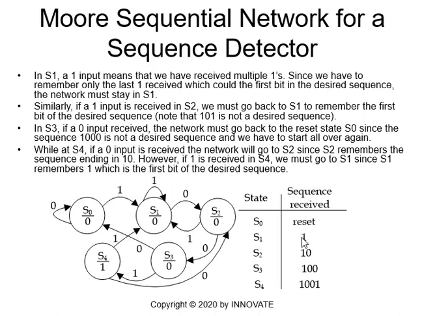Now, if I am in S3, if a 0 input is received, the network must go back to the reset state. Because if I am in S3, what I will receive is 1, 0, 0, 0. Now, 0, 0, 0 is useless to me. I need to remember nothing now, and I will go back to the reset state as 0.